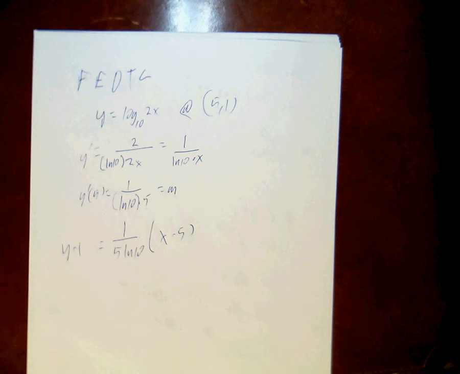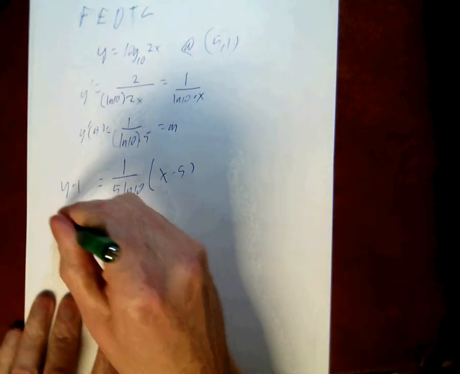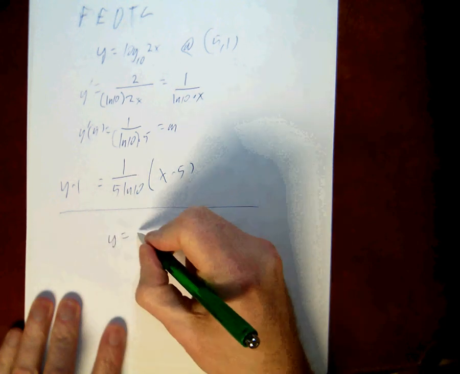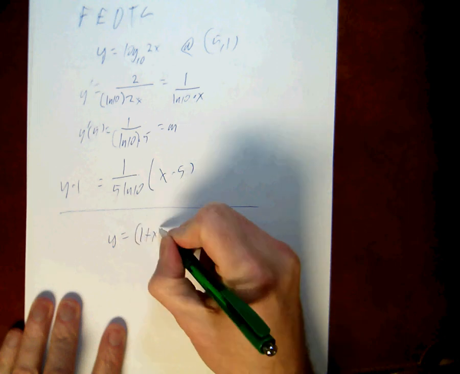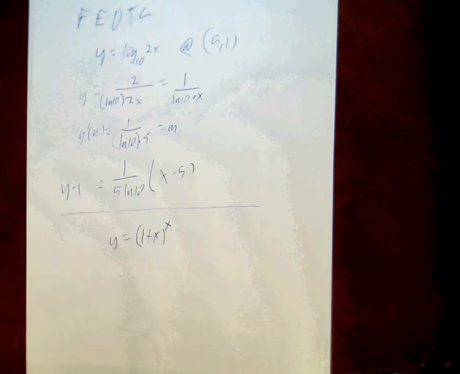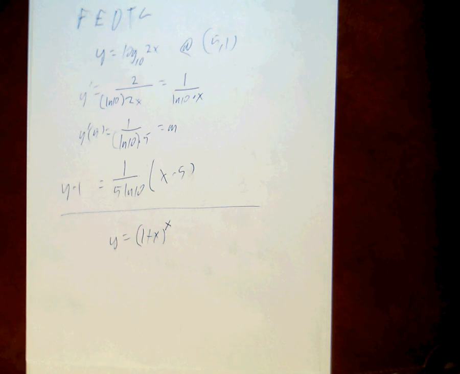All right. We've got time for one more. I'm actually kind of curious how you handle it. So I'm going to start with y is equal to 1 plus x to the x. Open to suggestions. What is your first step when you see this?